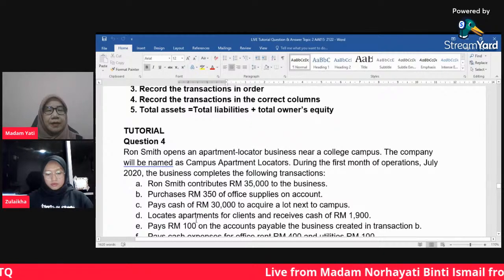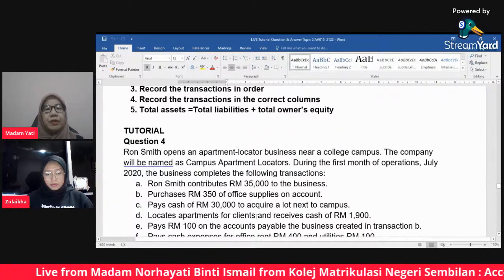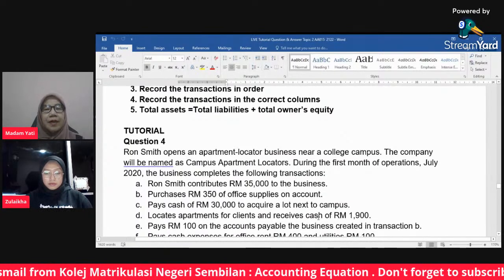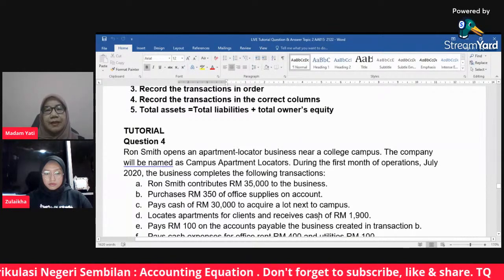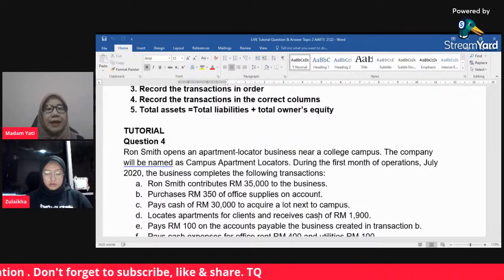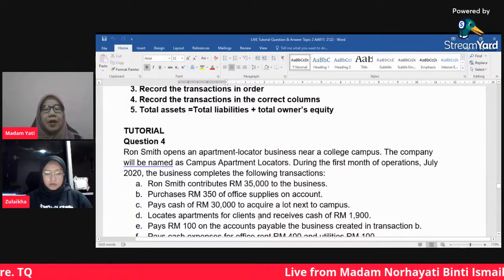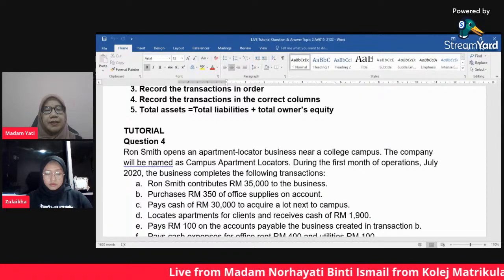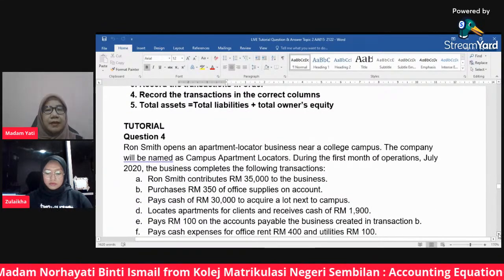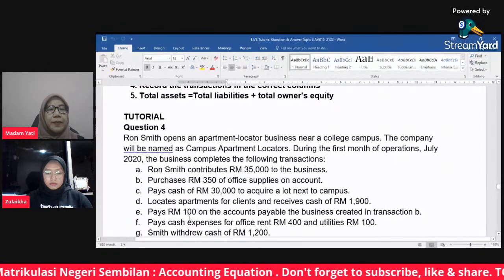Okay, the next one, locates apartment for client and receive cash. Okay, kita locate, tempatkan apartment for the client. Client ialah penyewa ataupun customer pun boleh juga, and receive cash. That means the company or the business cash increase, so cash categorized as asset increase, and at the same time kita increase dalam revenue. So revenue under owner's equity. So dia punya kategori dia apa? Revenue. E. So kita analysis which category is involved in the question.